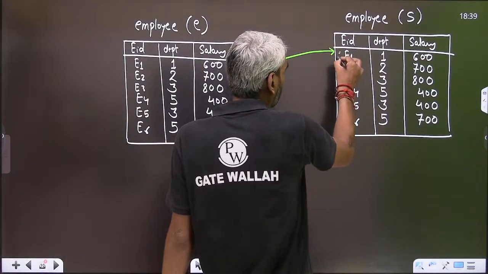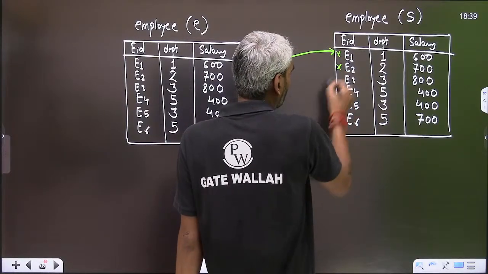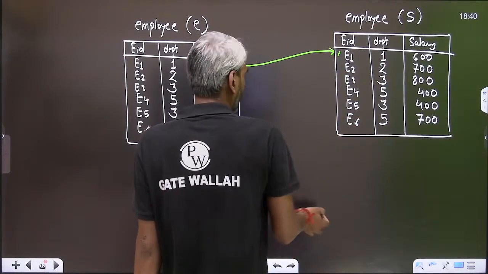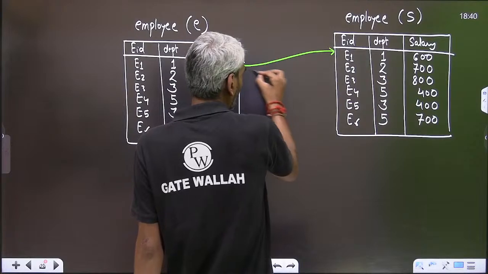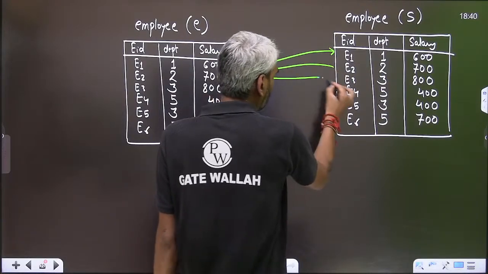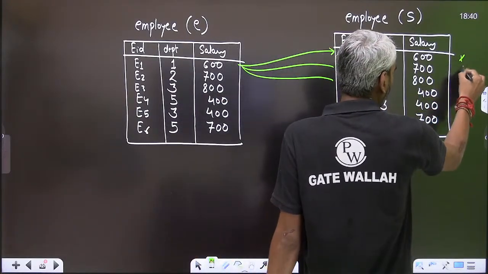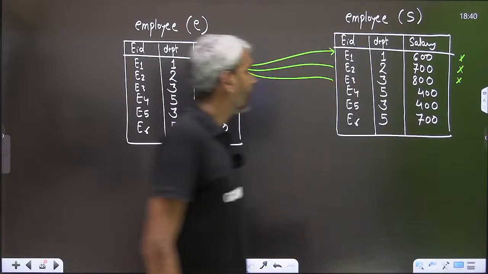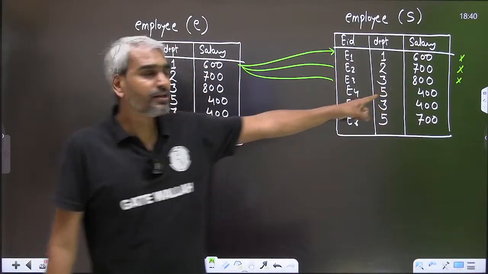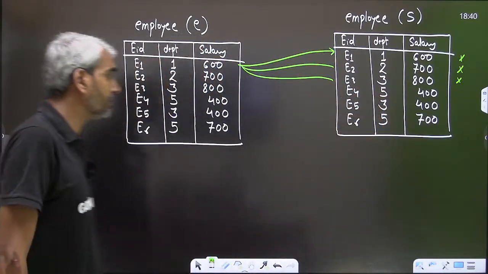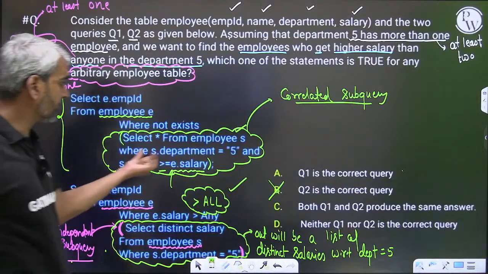So this tuple will not get selected. Let me explain. This will not get selected. This will not get selected. Now for this fourth tuple, the department is equal to 5. So the first condition is true.